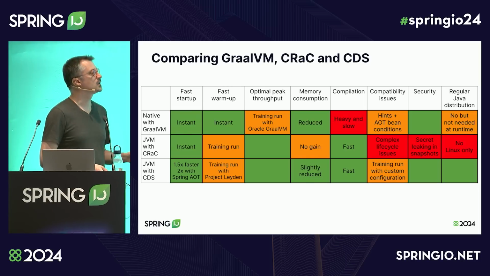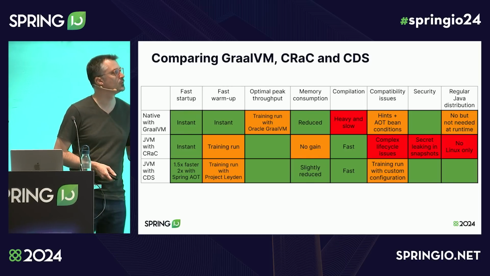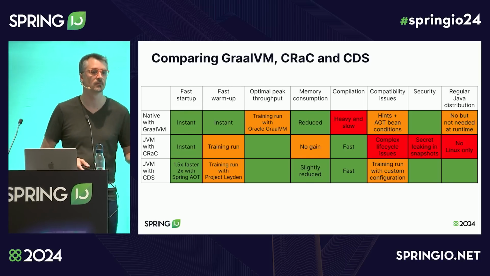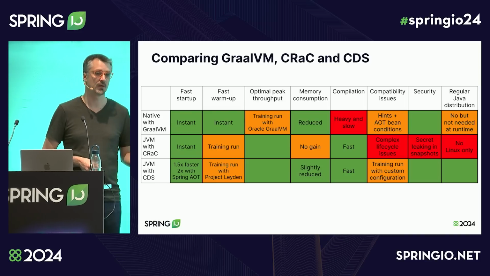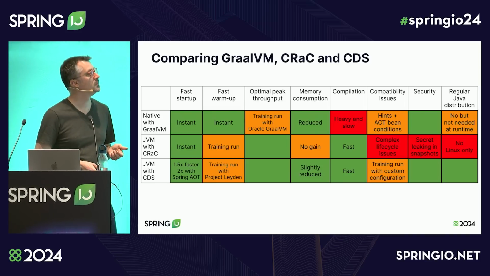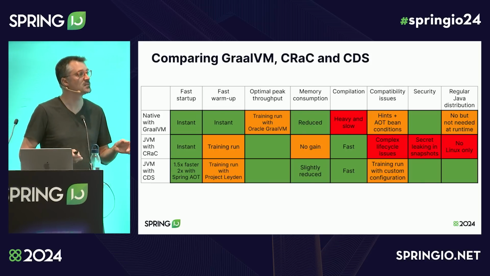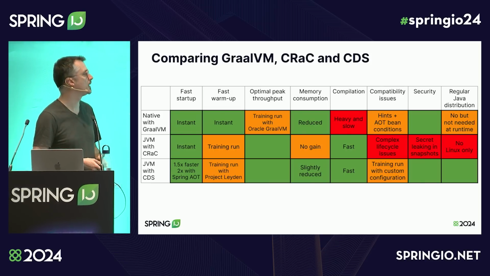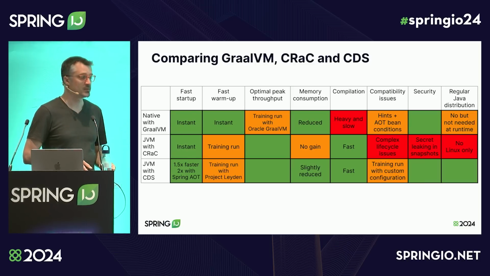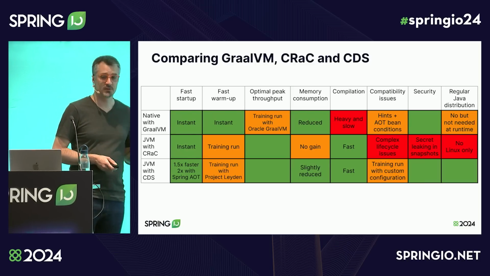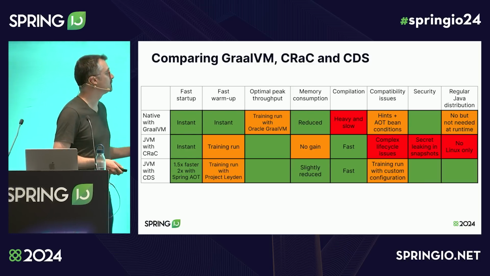And I added a column, regular Java distribution. So a GraalVM distribution is required to compile your native image, but it's not needed at runtime, so that's not really a drawback. But it's not a regular JVM. Crack, which I presented last year, has instant startup, pretty close to GraalVM in terms of startup time.